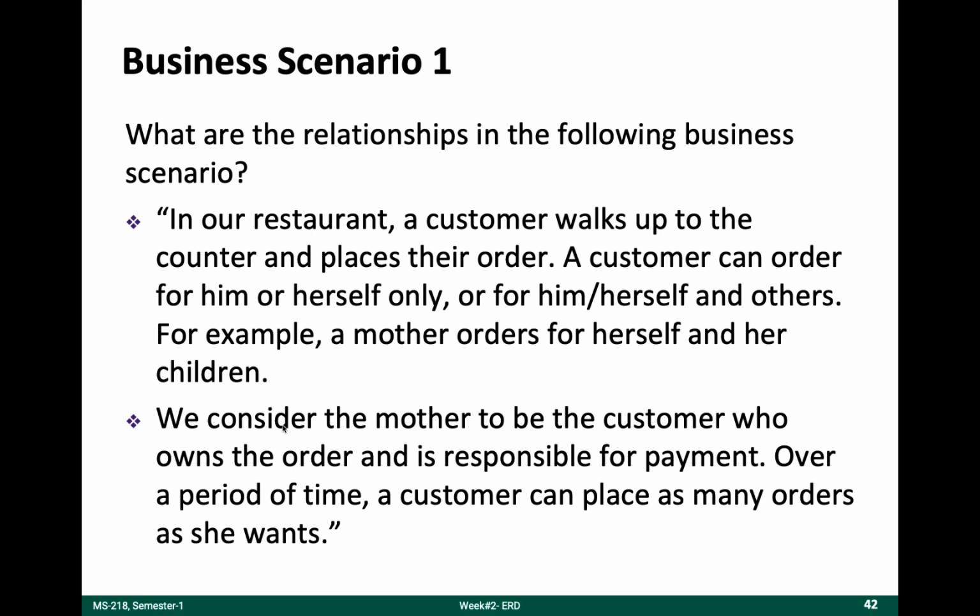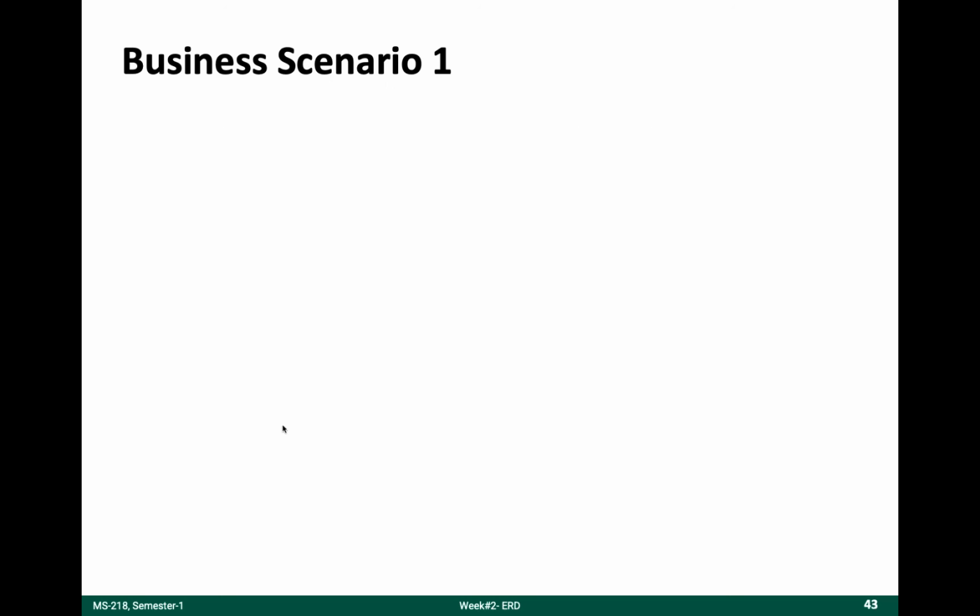That's why companies have only concern with one person, because that person would be paying the order, okay, in any restaurant. Over a period of time, a customer can place as many orders as she wants, talking about the mother. So optionality must be or may be. What do you say? For the customer's relationship with the order entity, that thing would be must or may.